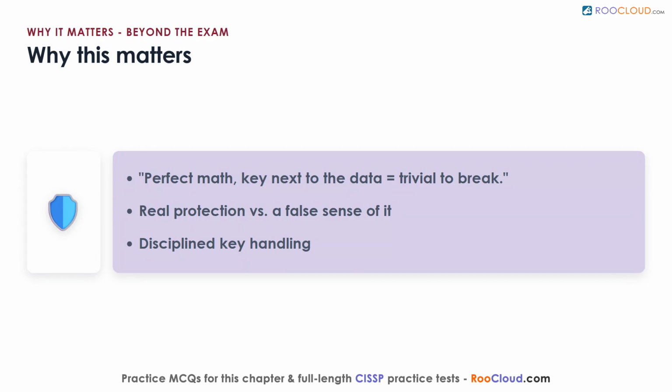Picture an engineering team that picks a flawless algorithm but leaves the key sitting next to the encrypted data. The math was perfect, yet the whole system is now trivial to break. Understanding modern algorithm choices and disciplined key handling is what separates real protection from a false sense of it.